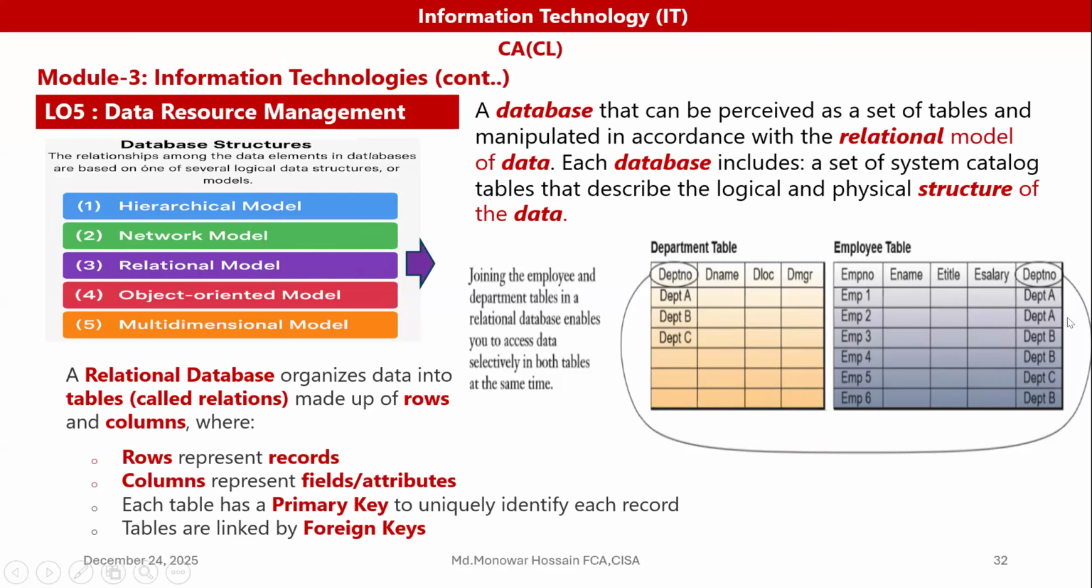So each database includes a set of system catalog tables that describe the logical and physical structure of the data. So here we have seen that joining the employee and department tables in a relational database enables access to data selectively in both tables at the same time. So a relational database is a set of tables manipulated according to the relational model of data.